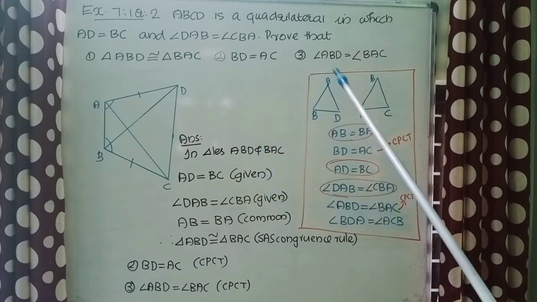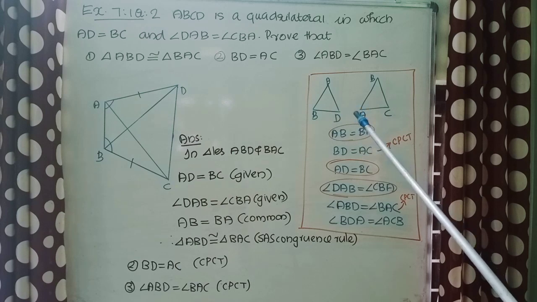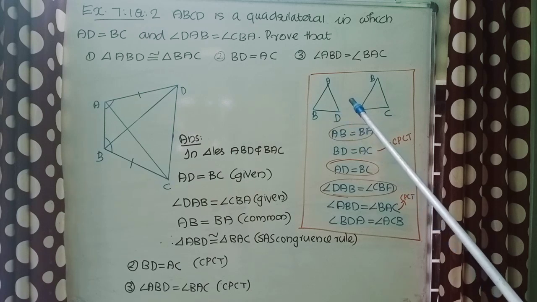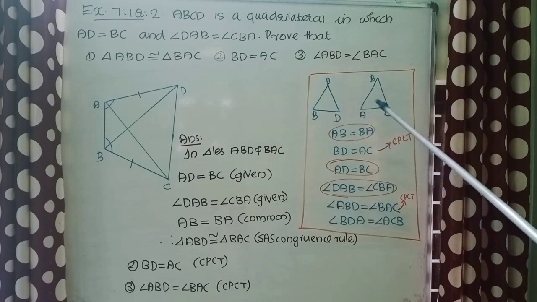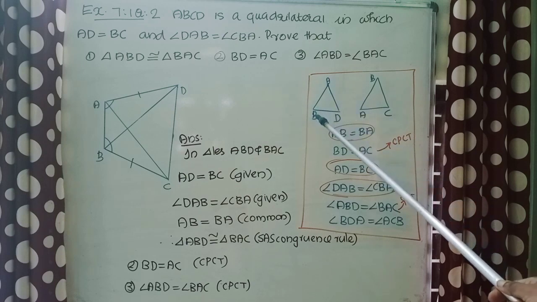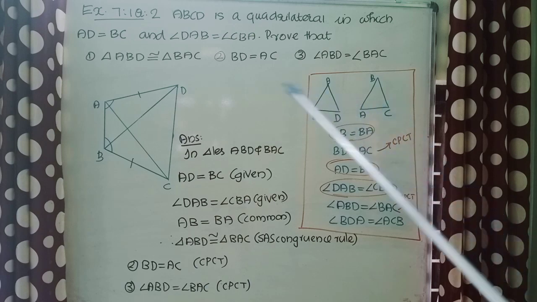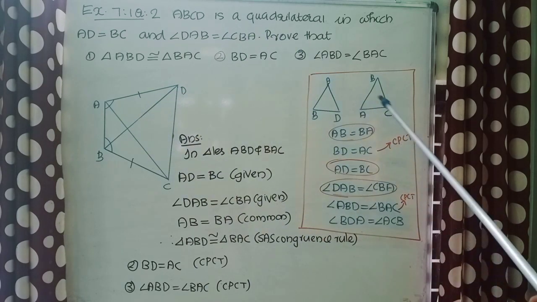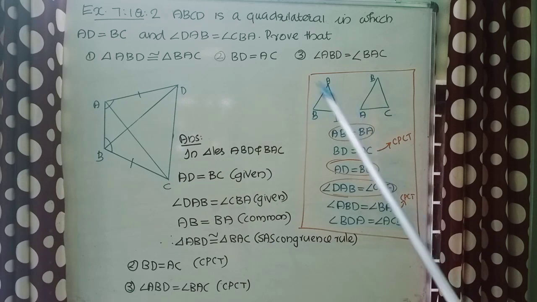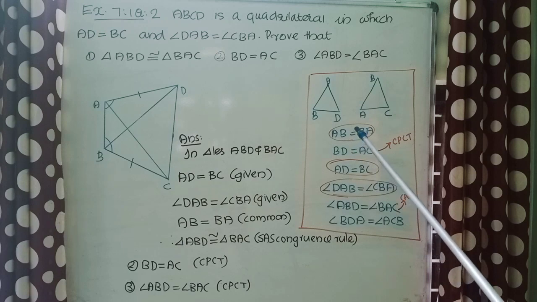Before that, let us write the corresponding parts of these two triangles. To write the corresponding parts easily, let us simply draw two triangles and give names A, B, D and B, A, C. Here is given the figure. Here we are simply drawing two triangles and writing these two names. Okay, now let us find out the corresponding sides and corresponding angles.